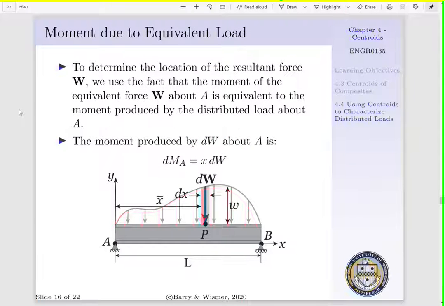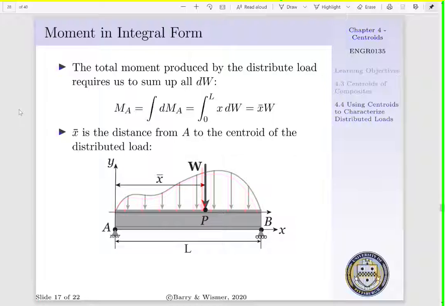To determine the location of a resultant force W, we're going to use the fact that the moment of our equivalent force W about A is going to be equivalent to the moment produced by our distributed load about point A. This is incredibly similar to finding our center of gravity of a body. Now, the moment produced by dW about A, dMA, is equal to x dW. Therefore, we can say our moment about point A is going to be equal to the integral of dMA, which is equal to integral from 0 to L of x dW. And this would be equal to x bar W.